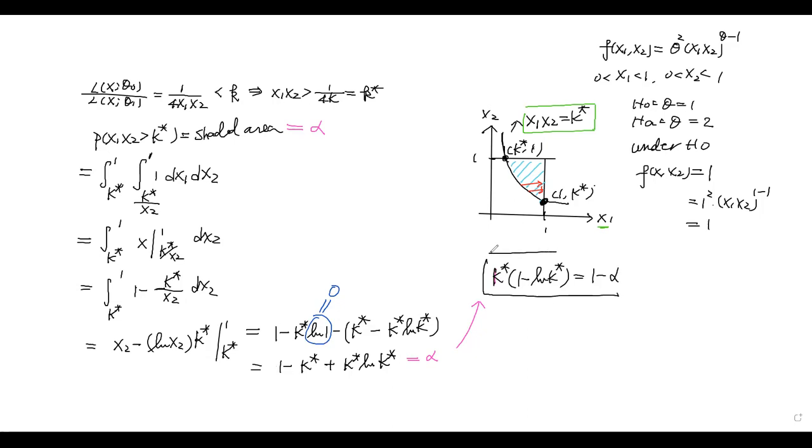So that's how we define the critical region. The critical region we know is x1 times x2 greater than k star. And what is the value of k star? We define k star by k star times (1 minus natural log k star) equal to 1 minus alpha. And you'll be able to solve it using a graphing calculator to find the real value of k star.